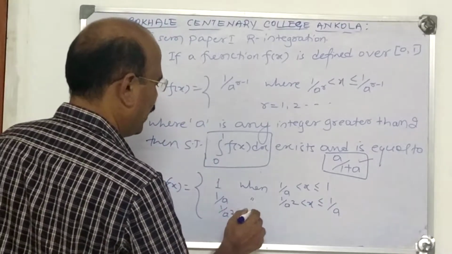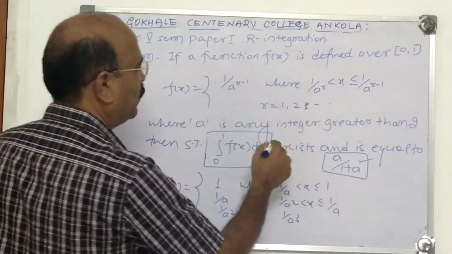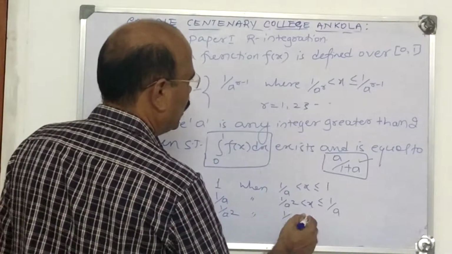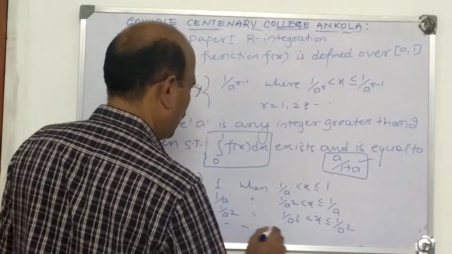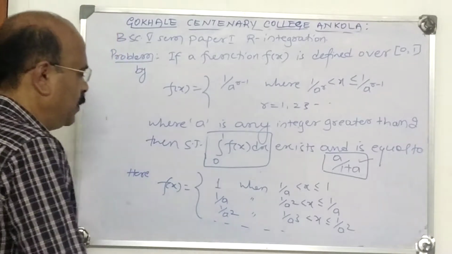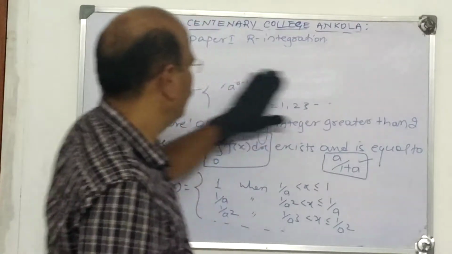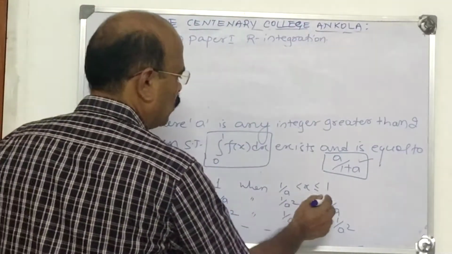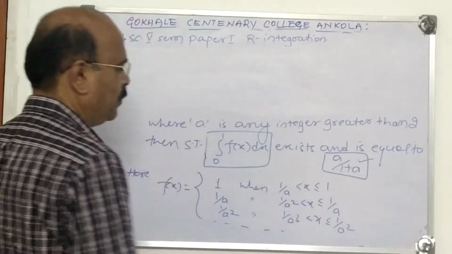It is 1 upon a square when 1 upon a cube is less than x. Now we take r is equal to 3. r is 3 gives 1 upon a square when 1 upon a raised to 3 is less than x less than or equal to 1 upon a square, and so on. Now these are the values of f(x). See how it is defined? In the interval 1 upon a to 1, it is 1. In 1 upon a square to 1 upon a, it is 1 upon a, then 1 upon a square, and so on.